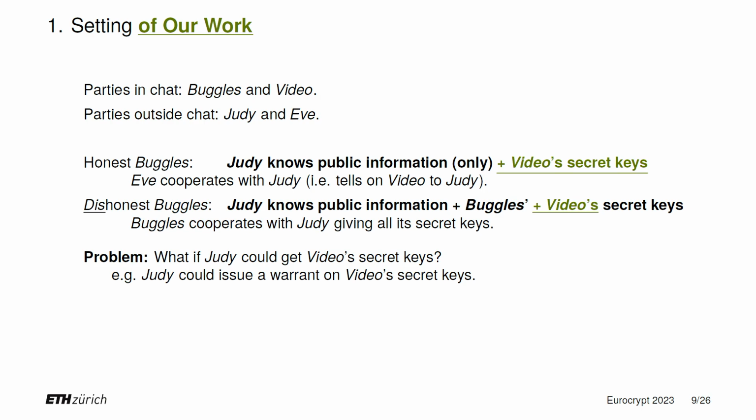For instance, if Buggles is honest, then Judy will know public information and video secret keys. And if Buggles is dishonest, then Judy will know all public information, Buggles' secret keys, and now also video secret keys.